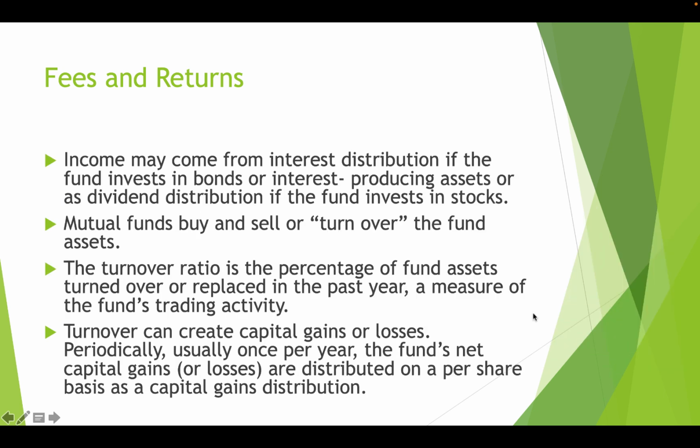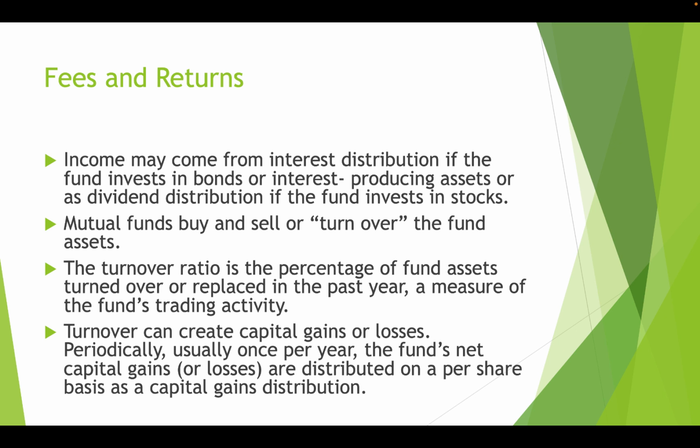Some other things to think about regarding fees and returns is that income may come from interest distribution if the fund invests in bonds or interest-producing assets, or as dividend distributions if the fund invests in stocks. Now, mutual funds buy and sell or turn over the fund assets. The turnover ratio is the percentage of fund assets turned over or replaced in the past year, a measure of the fund's trading activity. Turnover can create capital gains or losses.